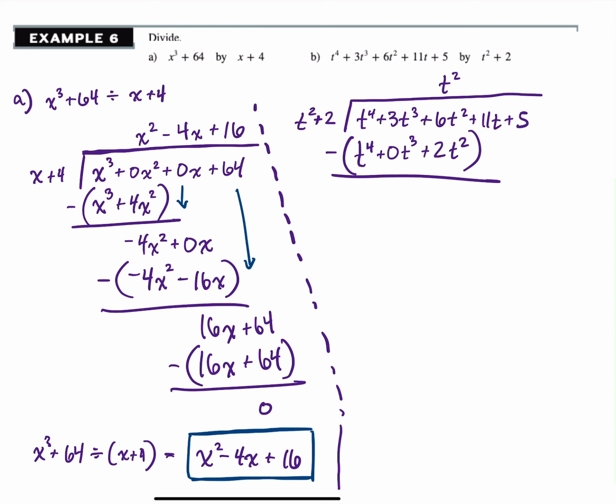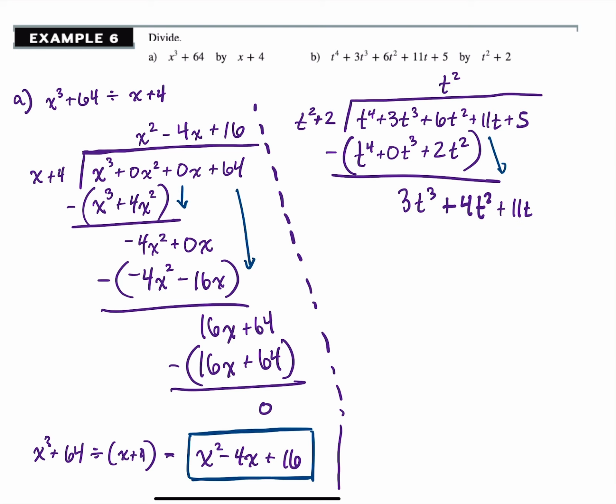The first terms will cancel. T to the fourth minus t to the fourth is 0. Then I have 3t cubed minus 0t cubed, so that will show up as 3t cubed. Then 6t squared minus 2t squared, so 3t cubed plus 4t squared. And then let's drop down our next term, 11t.